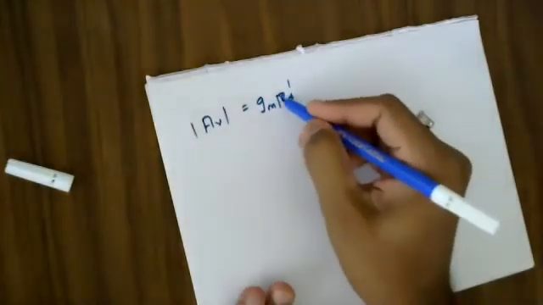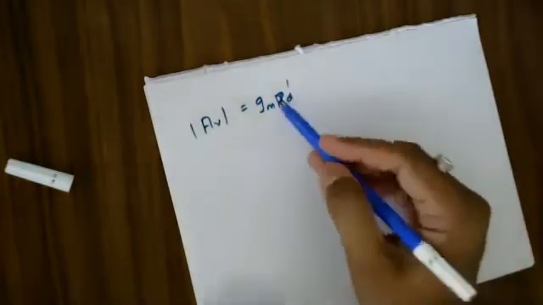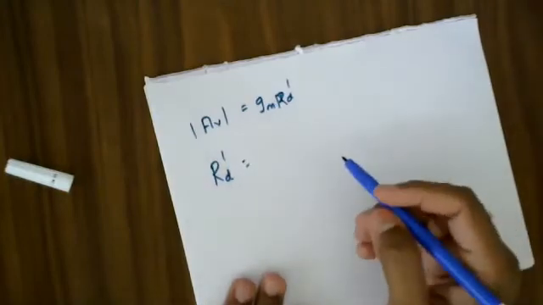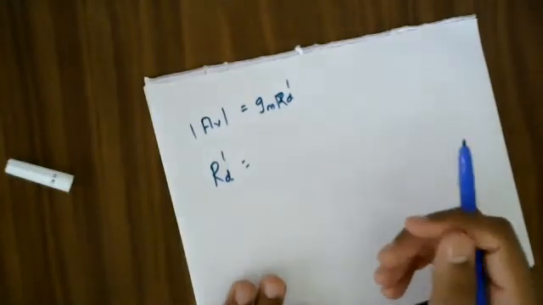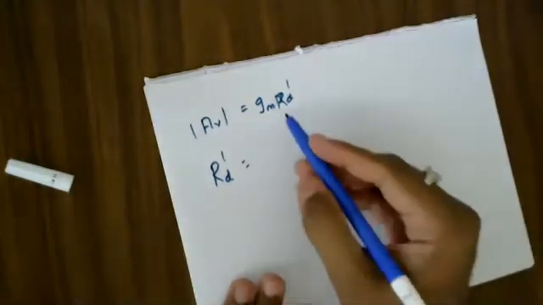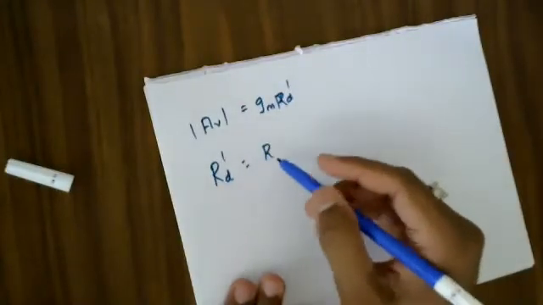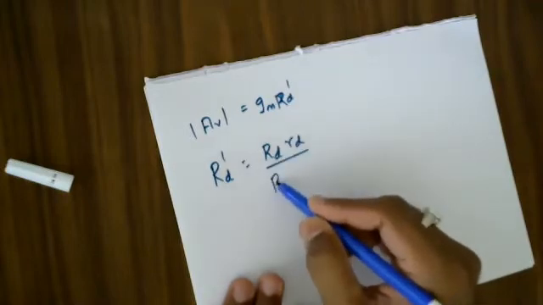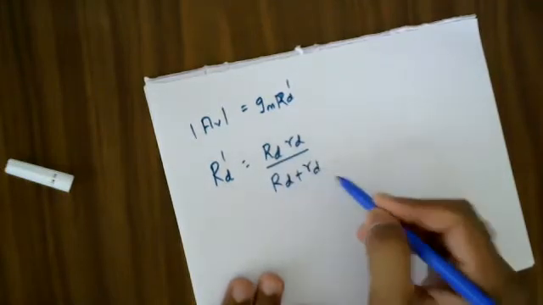So let me write this as capital R, Rd dash. Now what is this Rd dash? This Rd dash is nothing but the effective resistance seen between the drain terminals. So I can write this as Rd into rd divided by Rd plus rd.